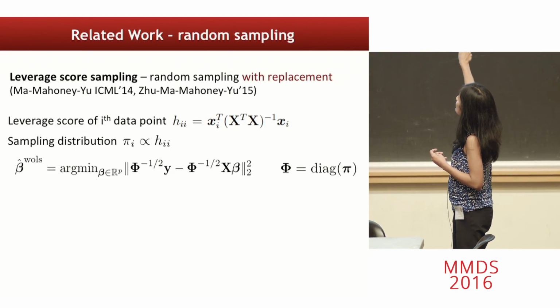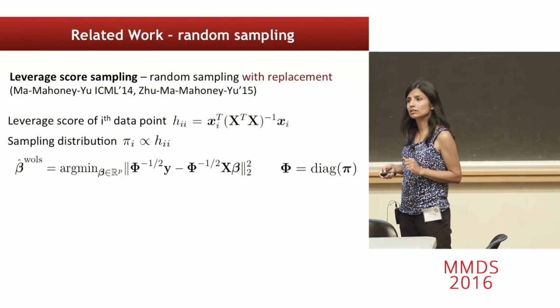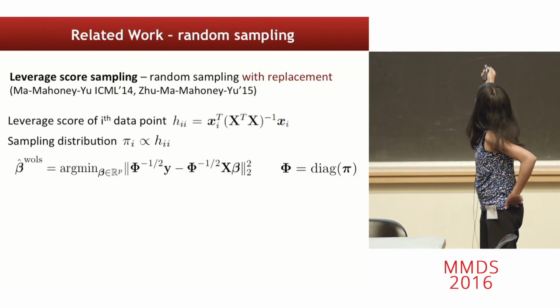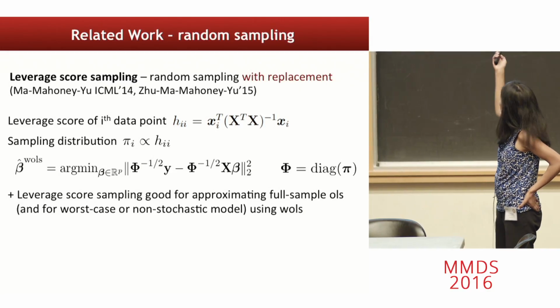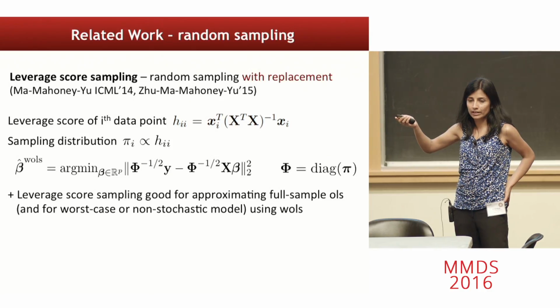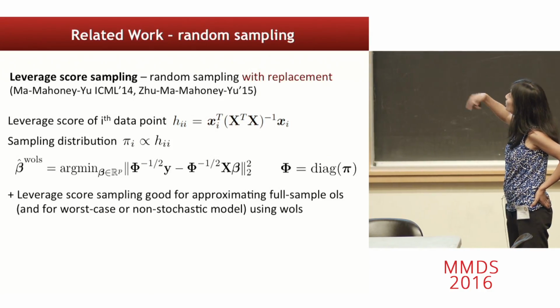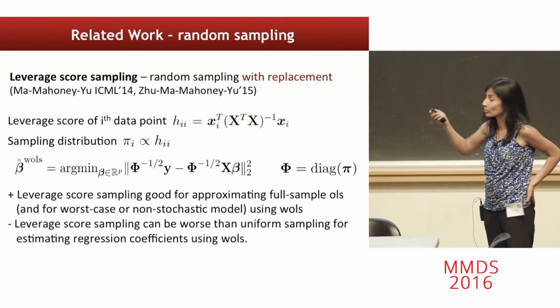So instead of just having y minus x beta, they were weighting it by this diagonal set of entries that correspond with the distribution in there. And what they showed is that leverage score sampling is actually, this is known, good for approximating the full sample OLS solution, right? In particular, it's known to be good even in the worst case analysis, when you don't have the stochastic model with additive noise on top of it.